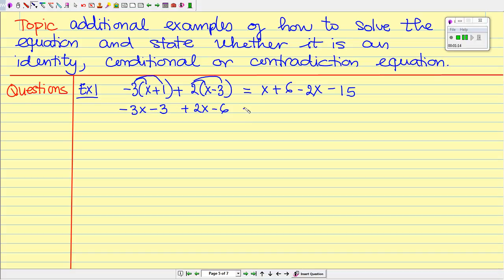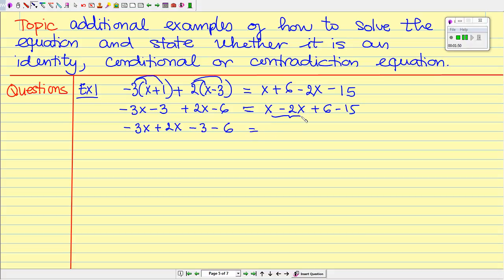Now on the right-hand side, we are going to move all the like terms together. So x minus 2x, and then plus 6 minus 15. Next, on the left-hand side, we will do the same thing. The negative 3x and the positive 2x are like terms, so we move them next to each other. So minus 6 and minus 3, minus 6.